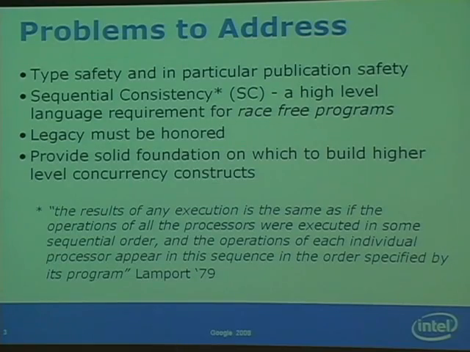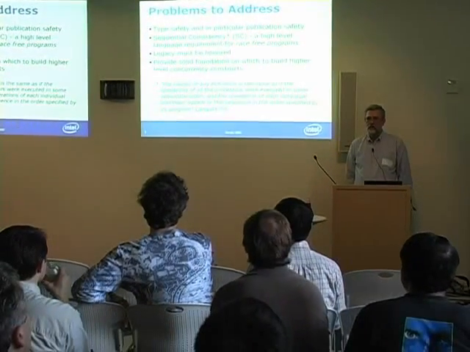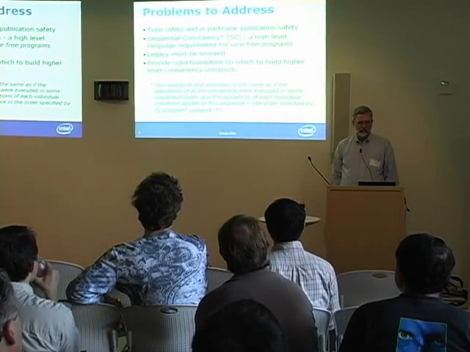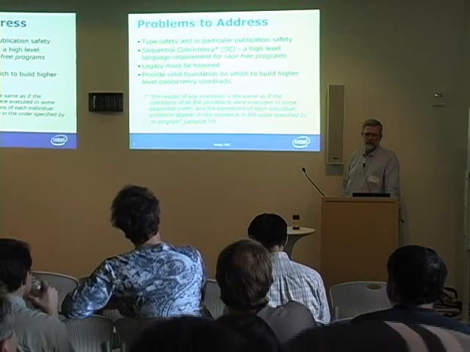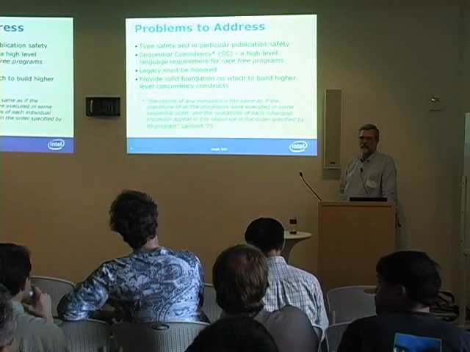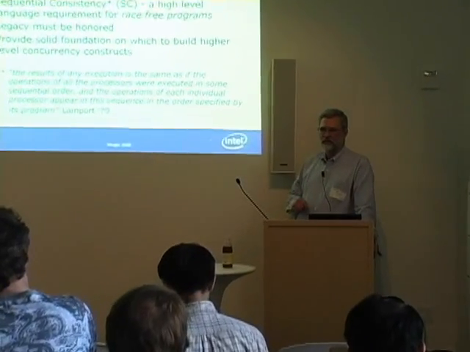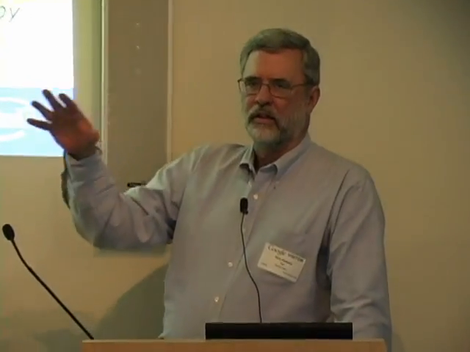One of the other problems, yes? Why is sequential consistency a necessary condition for race-free programs? Okay, what happens is in Java and C#, what they're really saying is if you have a race-free program, we will give you a sequentially consistent execution. That's really all they're saying. It's not saying that you need sequential consistency. All Java is saying is if you are race-free, you'll be sequentially consistent. Okay.